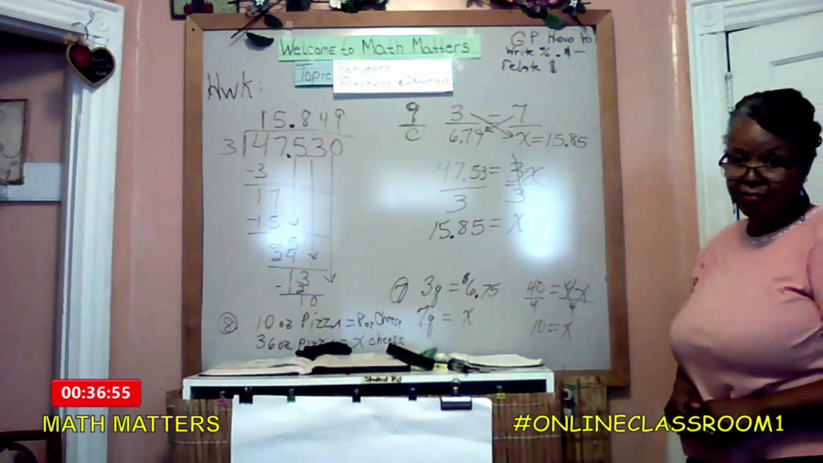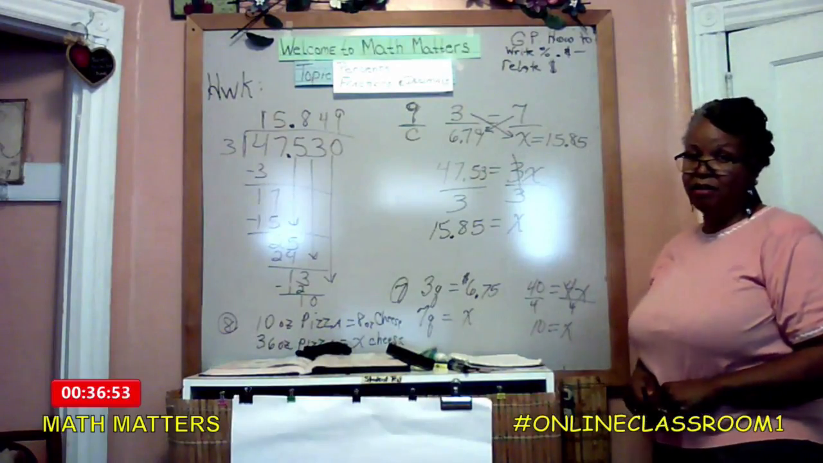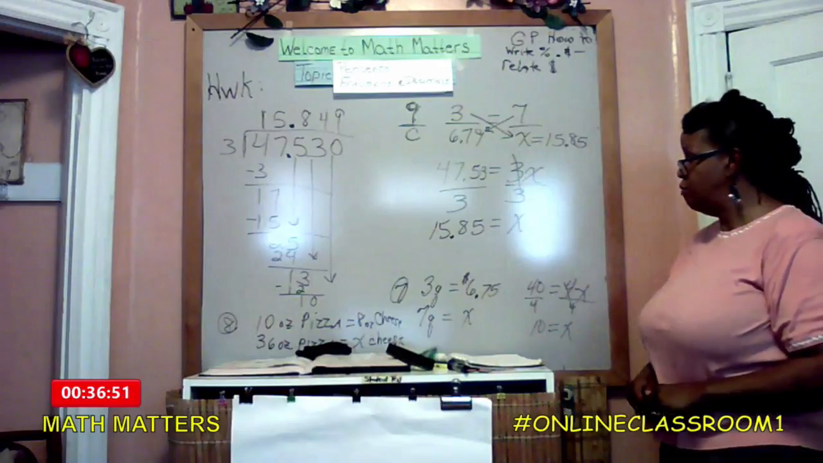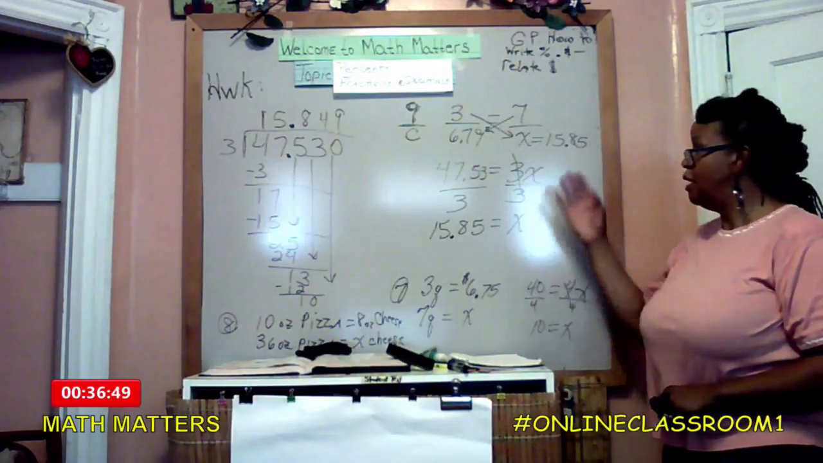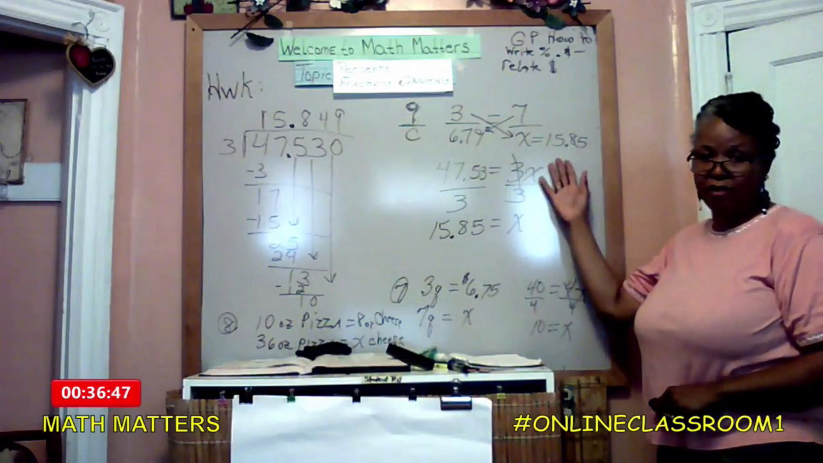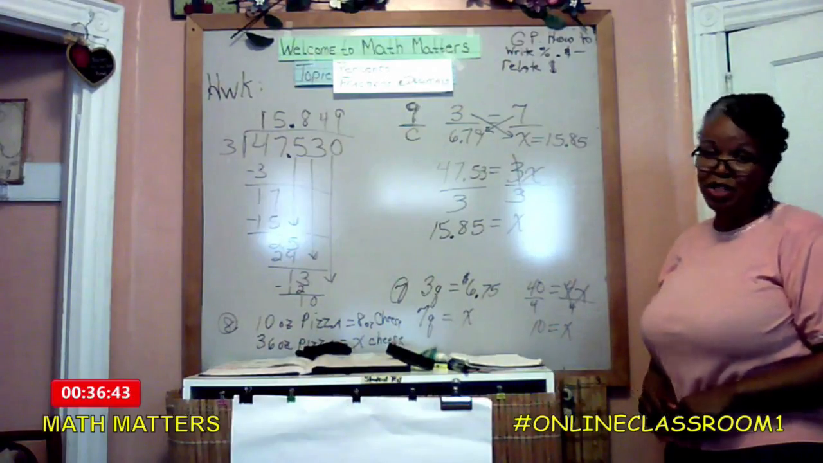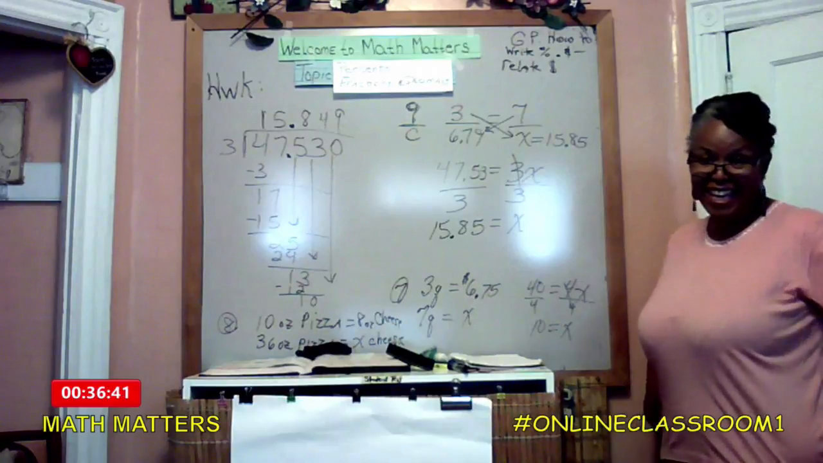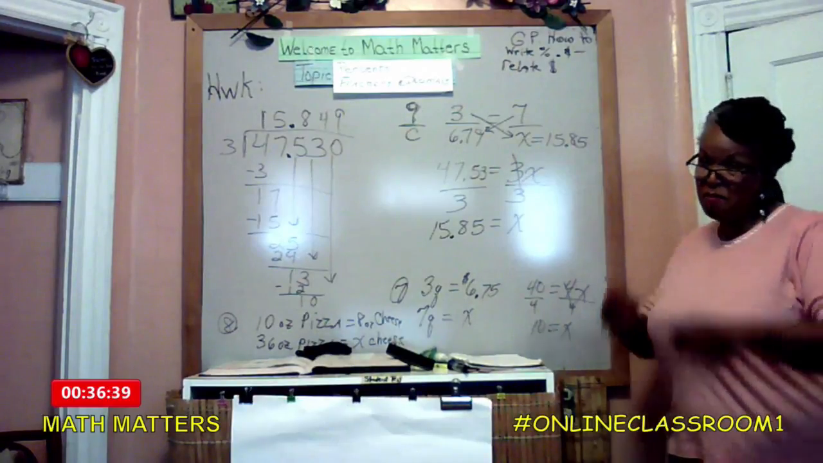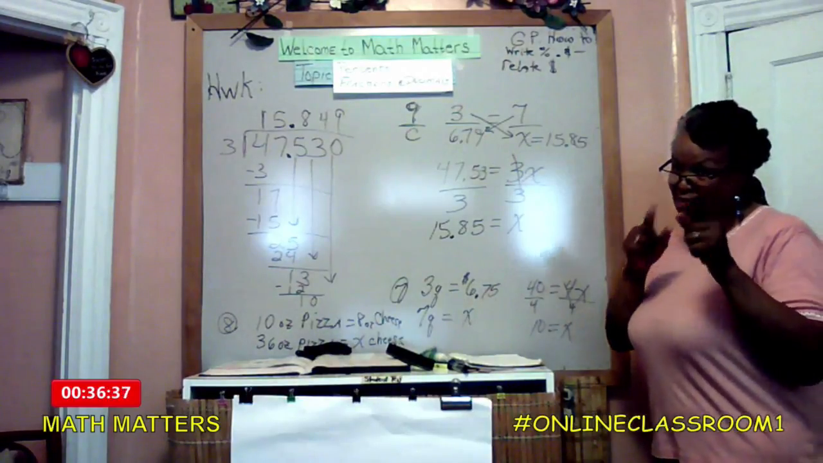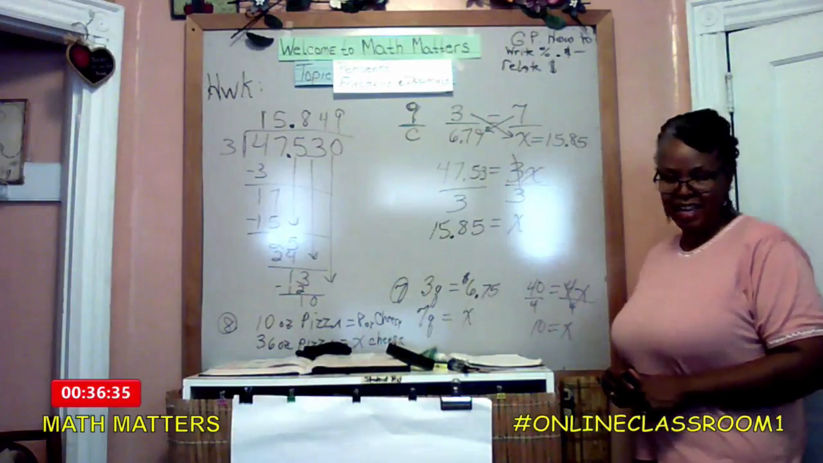So be ready. If you're picking up 7 quarts of milk, then you better have $15.85 in your possession so you can pay for it. Because we just don't pick up stuff and take it out of the store. We pay for our food. We pay for the things that we get.